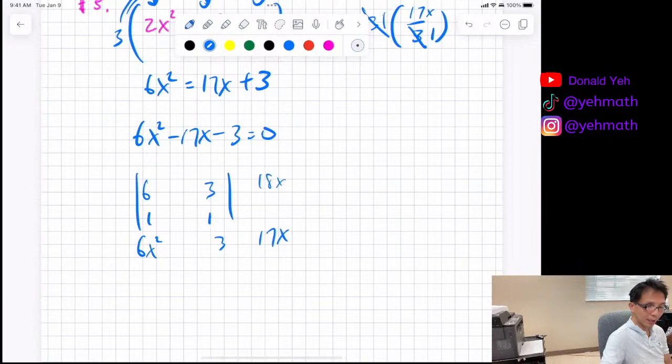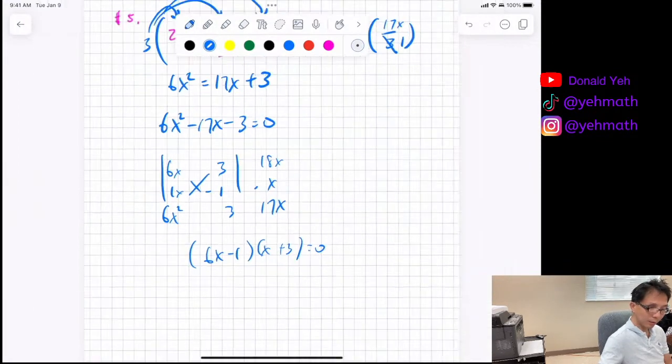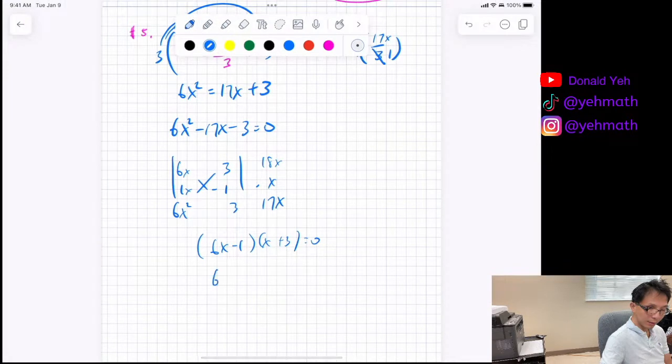So that's 18x, this is x, and this is a minus sign. So it'll be 6x minus 1 and x plus 3 equal to 0. And then 6x minus 1 equal to 0. 6x equal to 1, x equal to 1 over 6. x plus 3 equal to 0, x equal to minus 3.